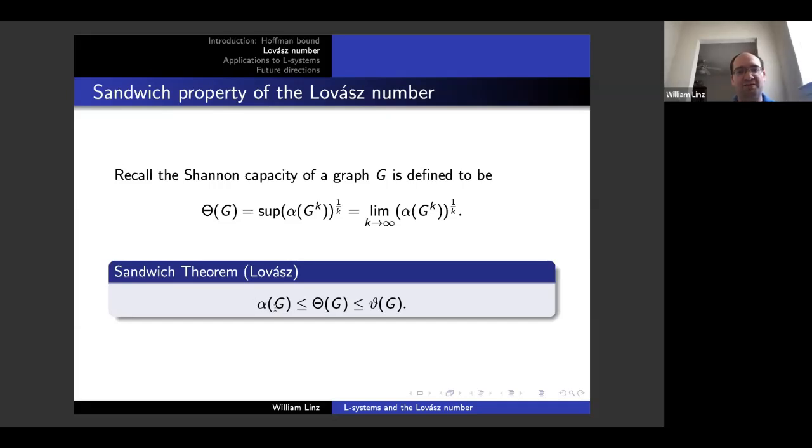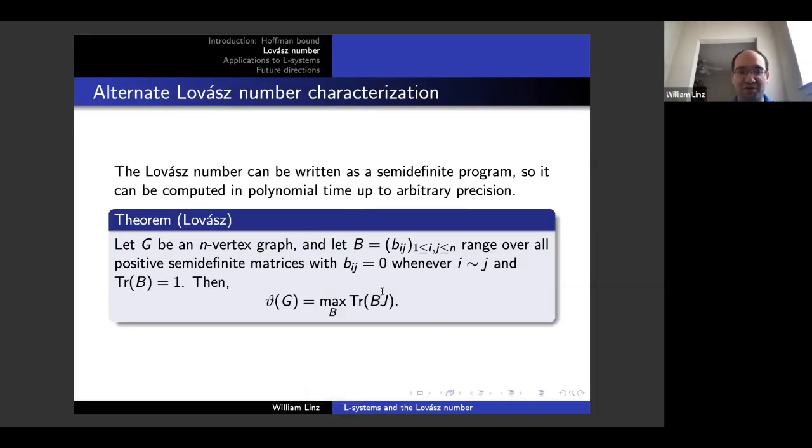This is particularly nice because, like I said before, the independence number is very hard to compute, and in general most likely very hard to approximate. For the Shannon capacity, there's no known algorithm to compute it that definitely converges in a finite amount of time. But on the other hand, the Lovász number is computable for any graph in polynomial time up to arbitrary precision, because it can equivalently be written as a semi-definite program. So here's how it goes as a semi-definite program. G is an n-vertex graph.